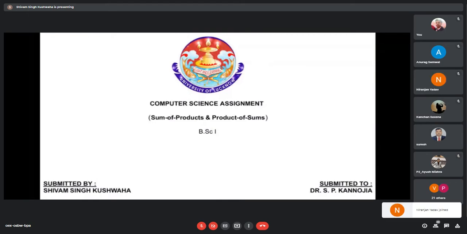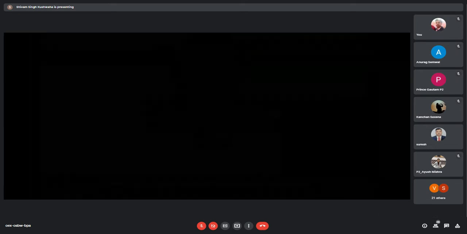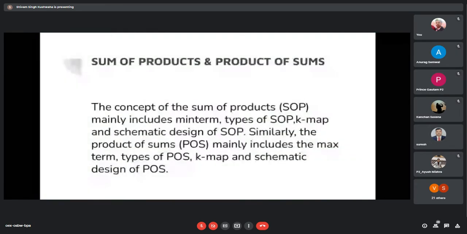Good morning to all of you. My name is Shivam Singh Kushwaha, and today I'm going to present a very important concept in Boolean algebra, that is sum of products and product of sums, also called SOP and POS. The concept of sum of products, SOP, mainly includes min terms, types of SOP, K-map, and schematic design of SOP. Similarly, POS mainly includes the max term, types of POS, K-map, and schematic design of POS.